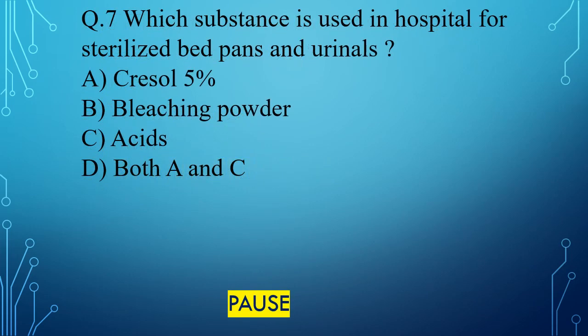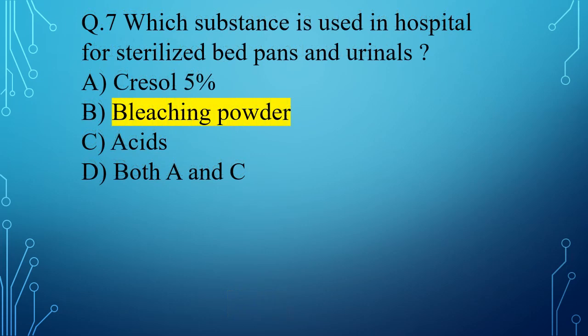Question number 7. Which substance is used in hospitals for sterilizing bedpans and urinals? Option A Cresol 5%, option B bleaching powder, option C acids and option D both A and C. The right answer is bleaching powder.